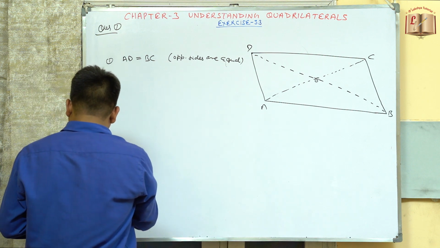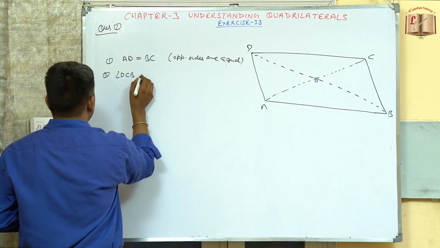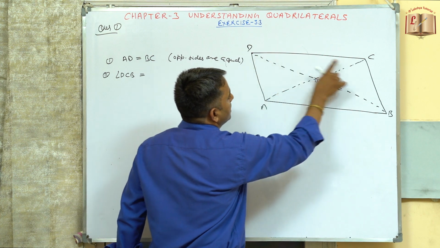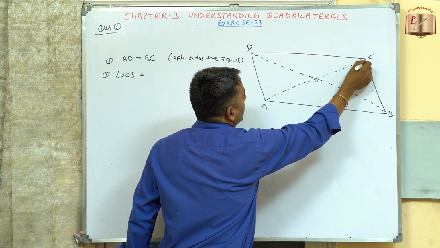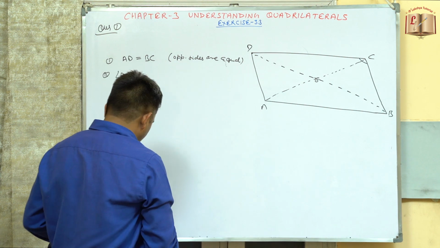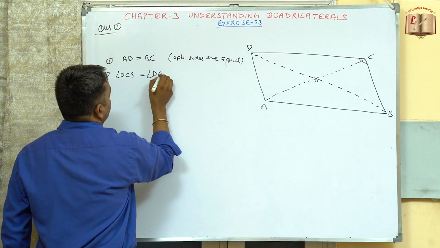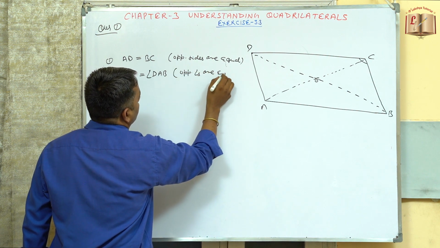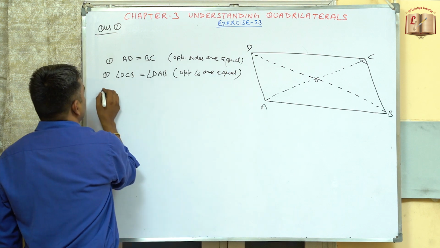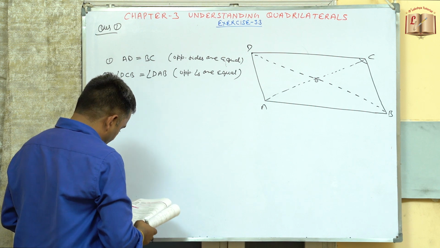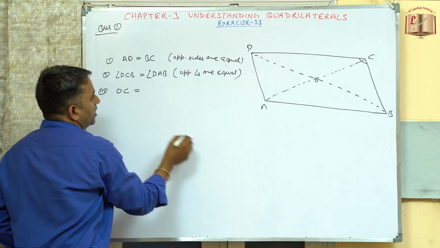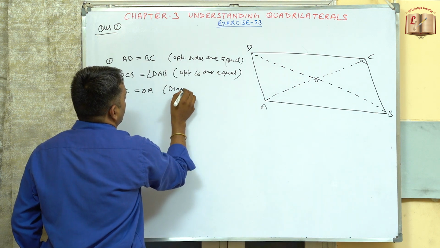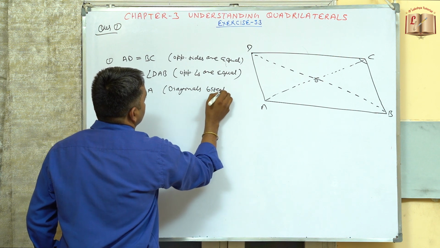So come to the second one, angle DCB will be equal to, now DCB, locate this angle, this is D, C and B, this complete angle. So this will be equal to angle DAB because opposite angles are equal. Now coming to the third one, OC will be equal to OA, reason is diagonals bisect each other.